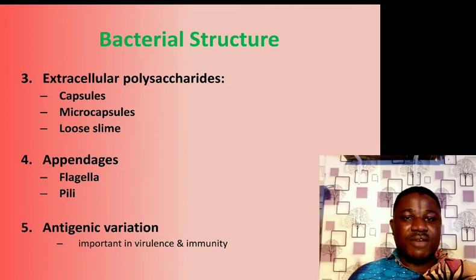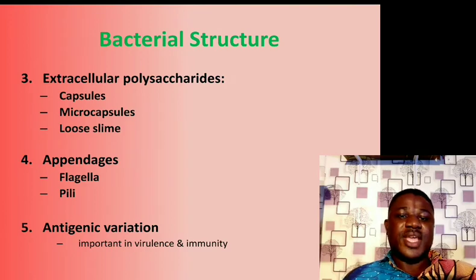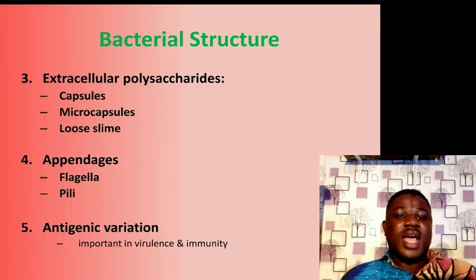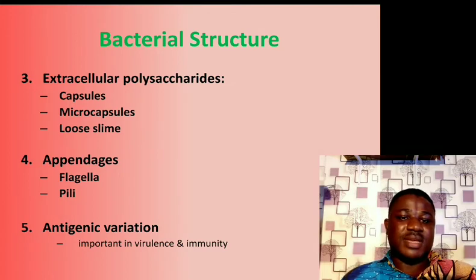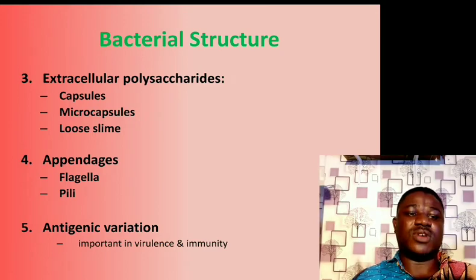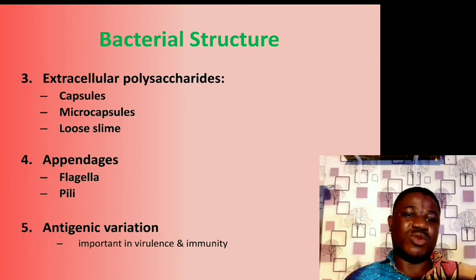The appendages that are available include flagella, which is normally a locomotory structure, and pili, which is normally used for attachment and defense. Antigenic variation is important in determining virulence and immunity of bacteria. Whether the specific antigen that is there can be detected by antibodies in the host organism or not will determine whether that bacteria can cause diseases or be immune to a lot of antibiotics.